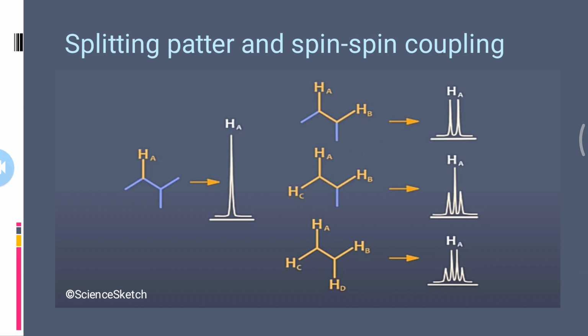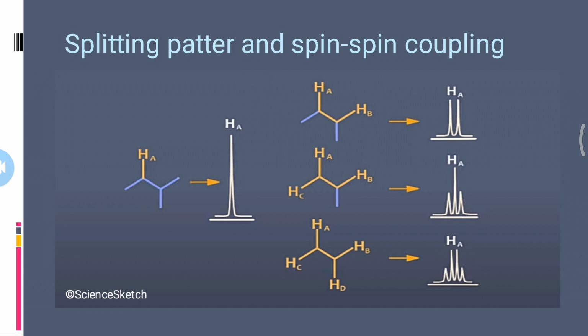Another example: HA interacts with HB and HC. This is the example of two neighboring groups present in the molecule. At that time, HA interacts with HB and HC to give a triplet, meaning n plus 1. How many neighboring groups? There are two neighboring groups, so 2 plus 1 gives 3.